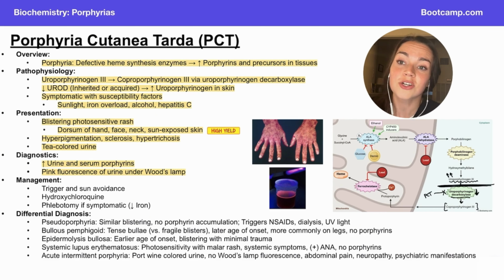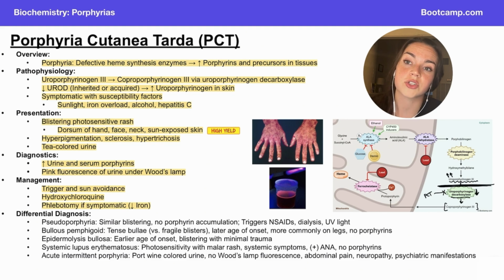To manage PCT, first, of course, you're going to avoid triggers. So avoiding sun, avoiding alcohol, things like that. You can also use hydroxychloroquine to treat. And one thing you can do if a patient is very symptomatic and is iron overloaded, right? For example, in a patient who has hemochromatosis, is you can do phlebotomy to phlebotomize off some of that iron.